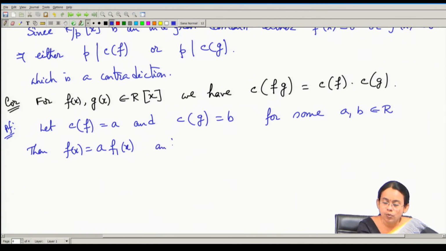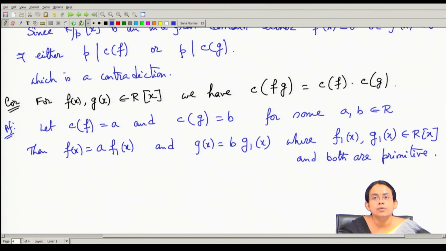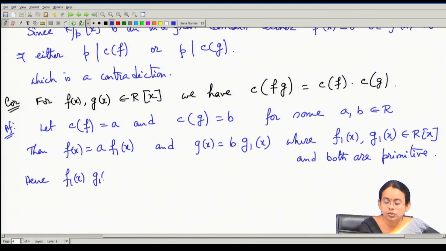I can write g also in the same way, where these f1(x) and g1(x) are again polynomials over R[x] and both are primitive. This is important. Now, since f1 and g1 are both primitive, if I take their product, then by the previous theorem their product polynomial will also be primitive. So f1(x) times g1(x) is also primitive by the previous theorem.